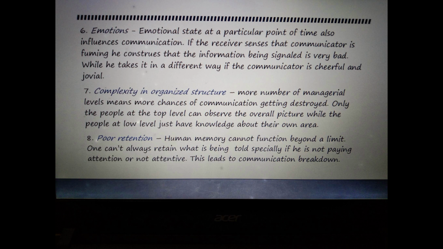Number 8, poor retention. Human memory cannot function beyond a limit. One cannot always retain what is being told, especially if he is not paying attention or not attentive. This leads to communication breakdowns.